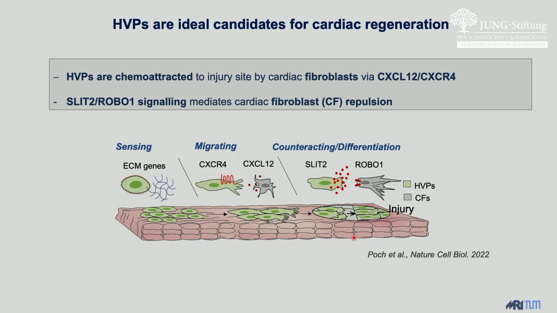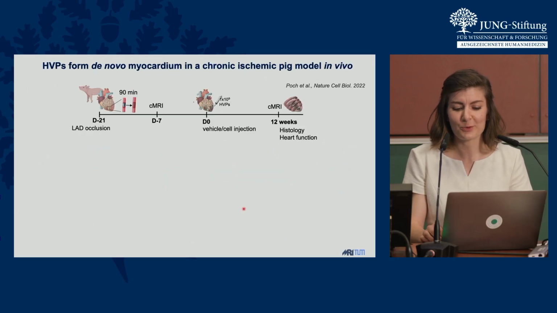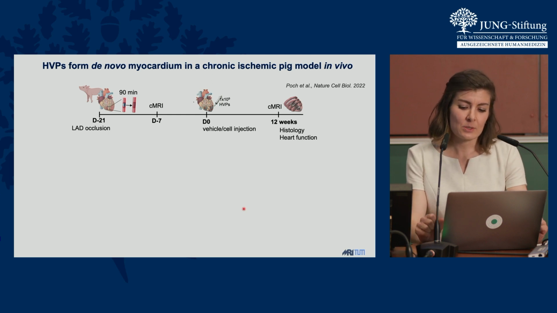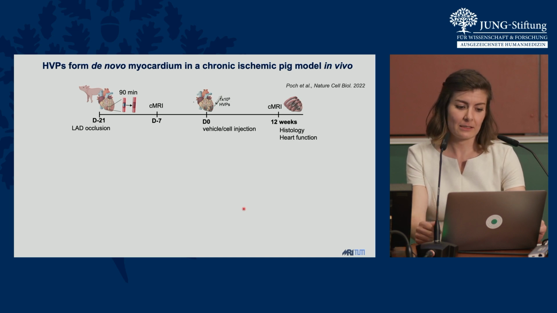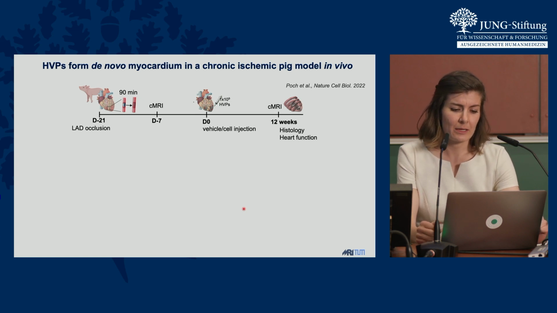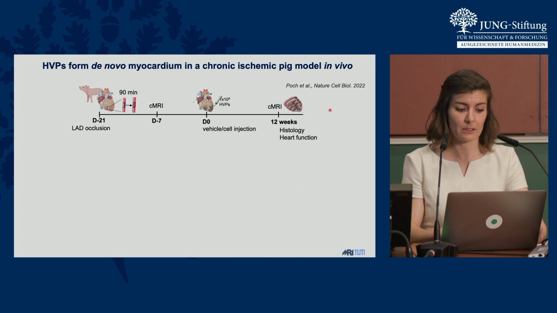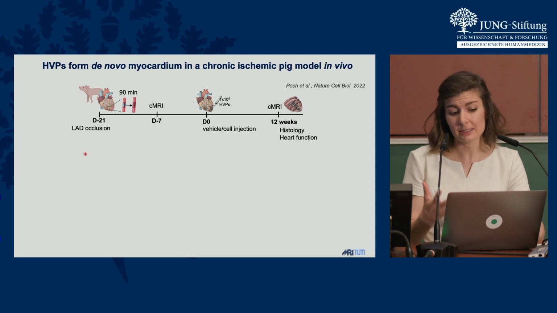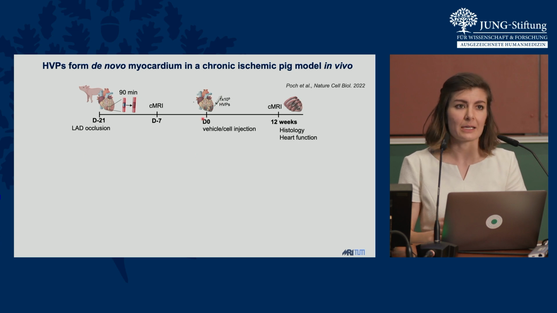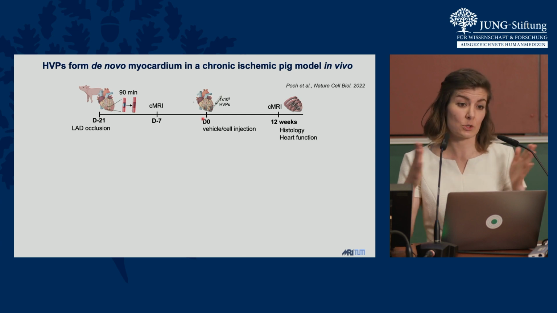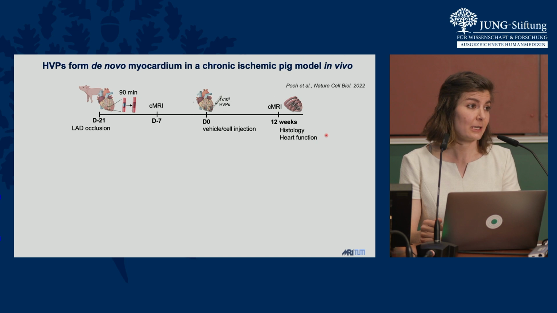So we were quite happy with these results, but of course we needed to test whether this was only a phenomenon occurring in an ex vivo setting, which is why we chose to validate these findings in a large animal in vivo model. We chose, together with our collaborator from AstraZeneca, a large animal model in pigs, where the pigs were subjected to a myocardial infarction, and after waiting for 21 days, we have seen that they developed a big scar, and into the scar we injected our progenitor cells and waited for another 12 weeks to perform histology and analyze heart function by cardiac MRI.